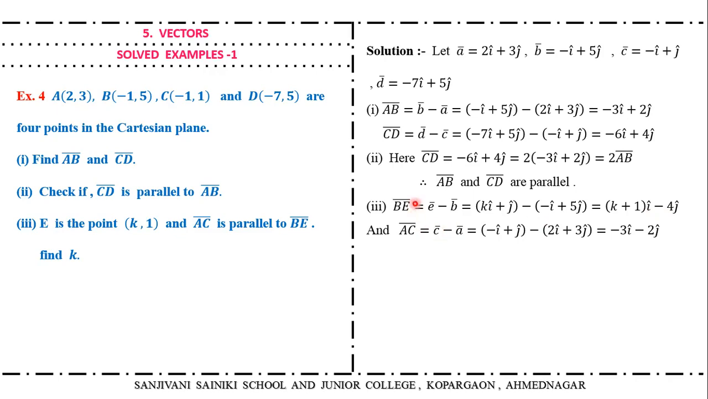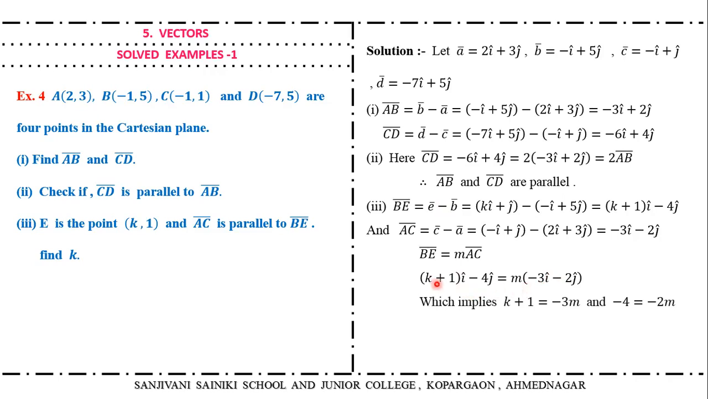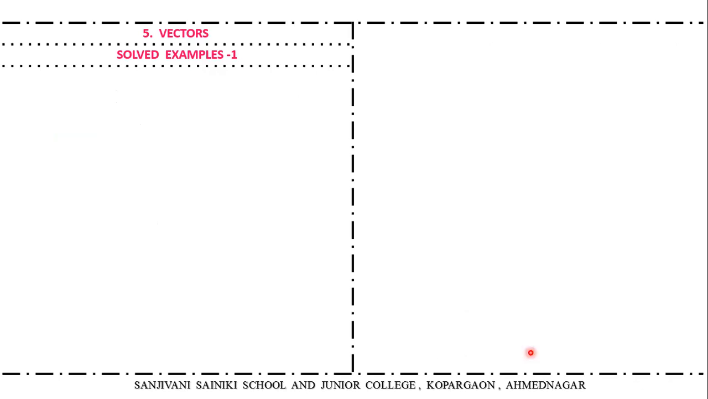Now it is given that BE bar and AC bar are parallel. As the vectors AC bar and BE bar are parallel, they must be scalar multiples of each other. So (k plus 1) i cap minus 4j cap is equal to m times (minus 3i minus 2j cap) for some m. Multiplying by m, k plus 1 is equal to minus 3m and minus 4 is equal to minus 2m. So from this equation I will get the value of m, and I will put that value in the other equation. I will get k as minus 7. So this is the value of k.